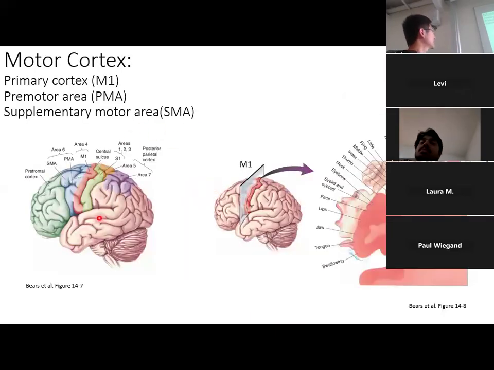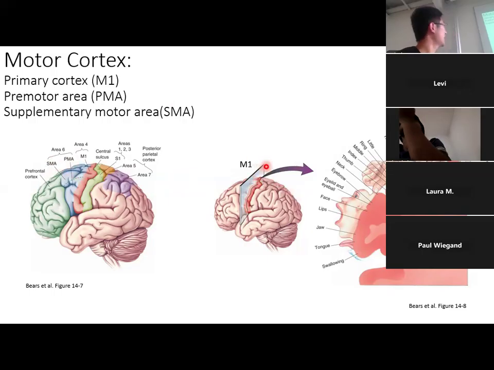Here, we will mainly talk about the primary motor cortex because it's the most studied and we believe it's most important for voluntary movement. There are also other areas like the PMA, the premotor cortex, and the SMA, the supplementary motor cortex.